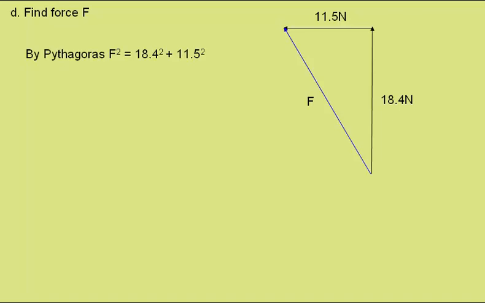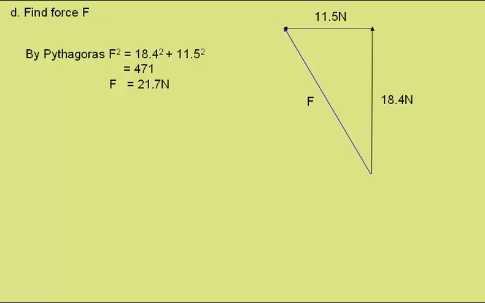For part D, we're asked to find force F. Well, we know that the vertical component is 18.4 newtons, and we join onto that, tip to tail, the horizontal component at 11.5 newtons. The resultant then goes from the start to the finish, and that will be our force F. By Pythagoras, we can find that F squared is equal to 18.4 squared plus 11.5 squared. So F squared is equal to 471 newtons squared, and so F will be 21.7 newtons.